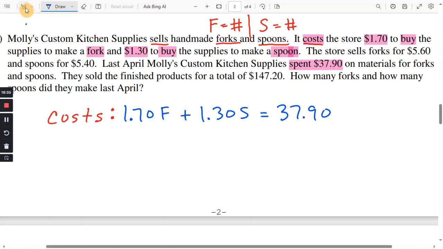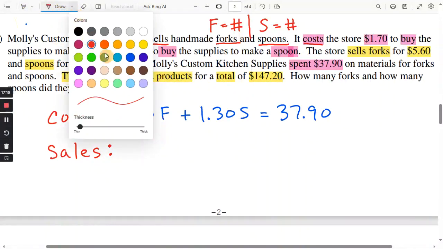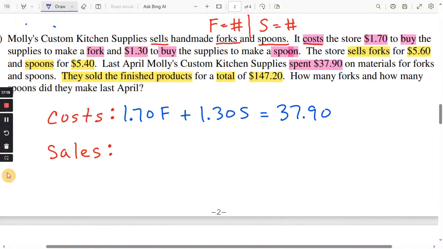Now for the other equation, let's look at how much they made, the sales. All right, in fact, let me write sales. Let's highlight: the store sells forks for $5.60, and they sell spoons for $5.40. Okay, and they sold the finished products for a total of $147.20. So see if you can build an equation based on the sales, highlighted in yellow.